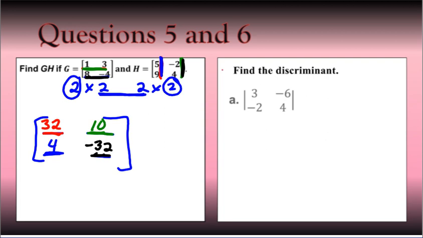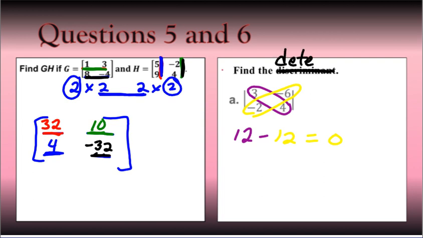Question 6, find the determinant. So when we find it, you're going to take the product of the diagonal going down. That's going to give me 12. And I have to subtract from there the diagonal going up. Negative 2 times negative 6 is a positive 12. And I subtract my answers, so 12 minus 12 will give me 0. So the answer would be 0. Actually, this shouldn't say discriminant, this should be the determinant. So we were finding the determinant on that one.